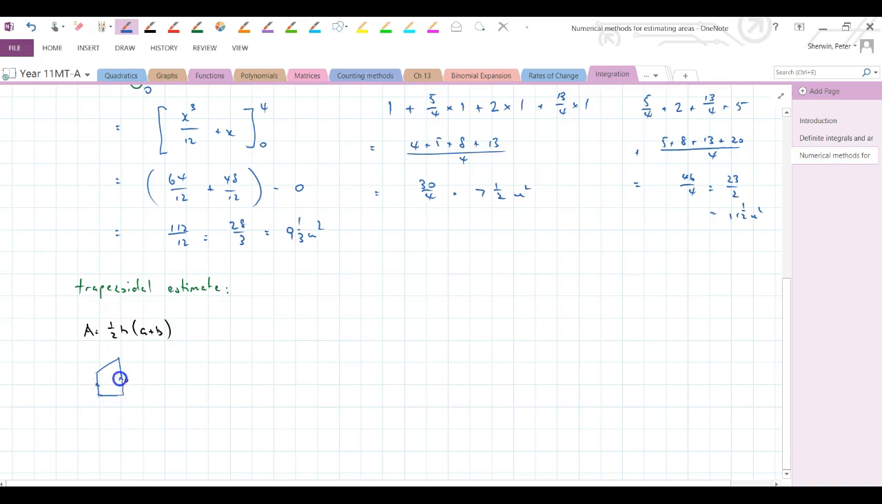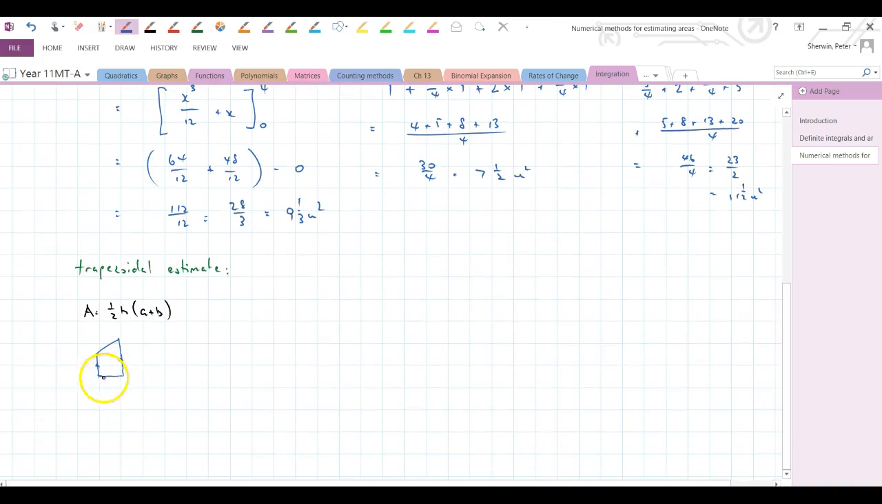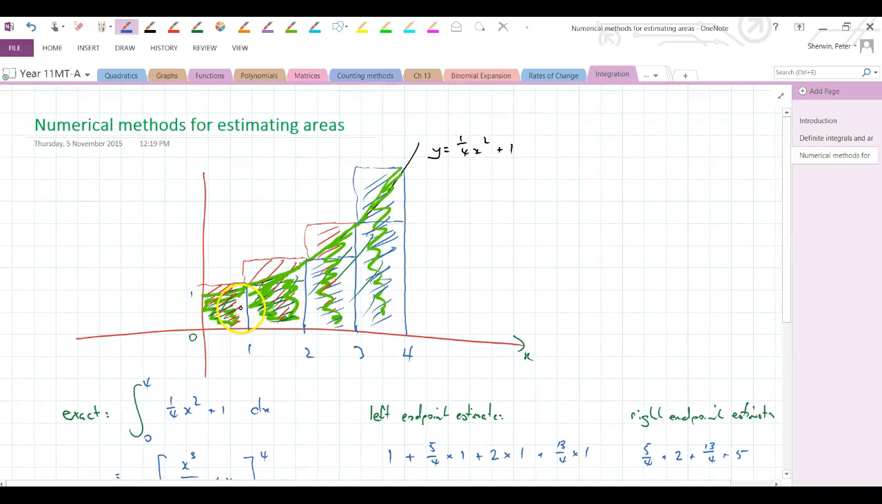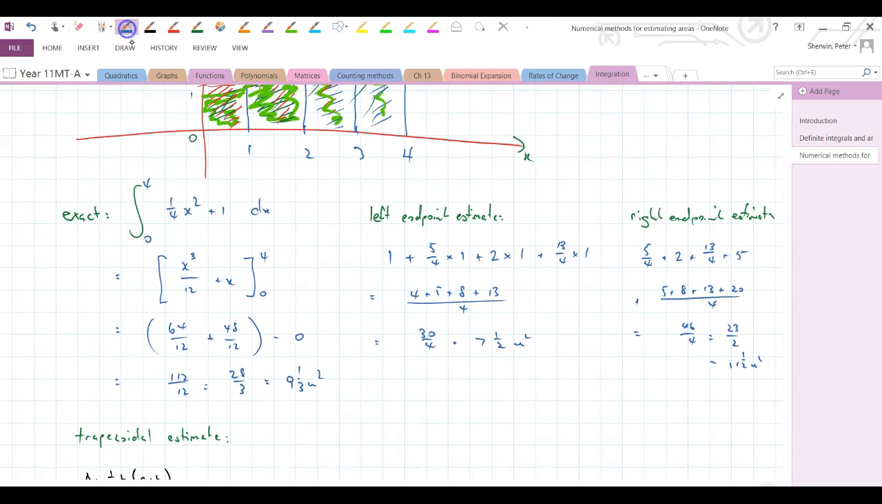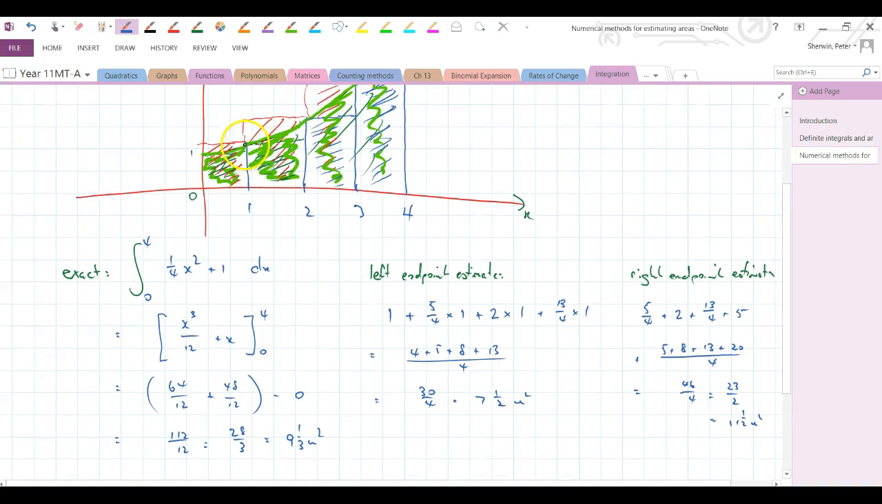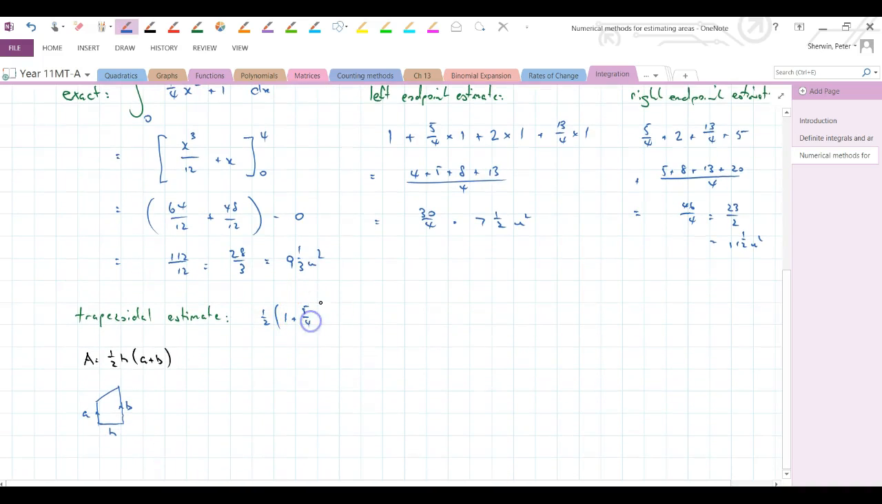These are my parallel sides, my x lines, and this is my height here. So that's h, this is A and this is B. We get our heights from our function values. So this first one, my trapezoidal estimate, is a half by A plus B. My A is this value here, which is 1, plus the function value at 1, which is 5 over 4. So 1 plus 5 over 4.